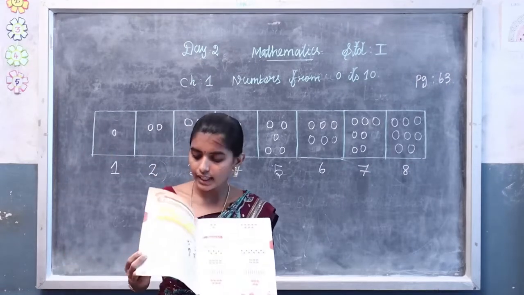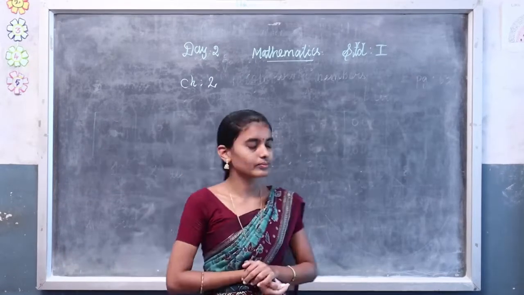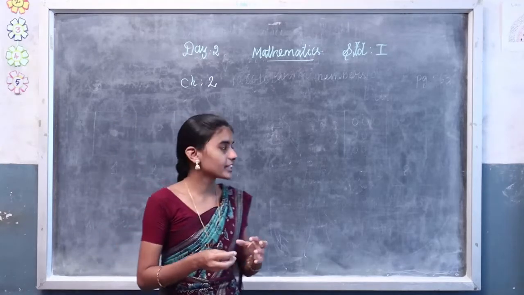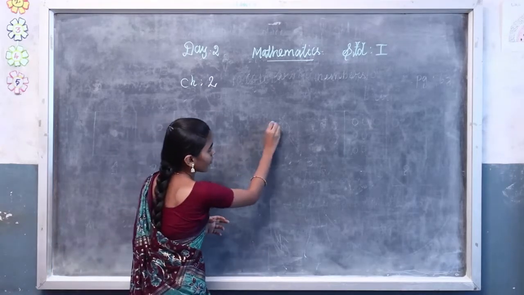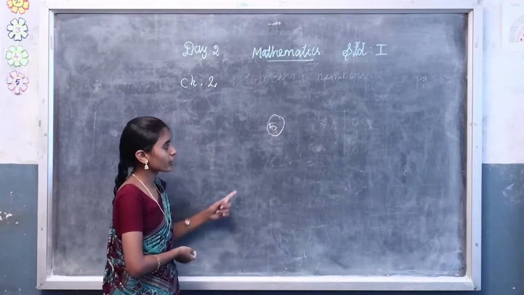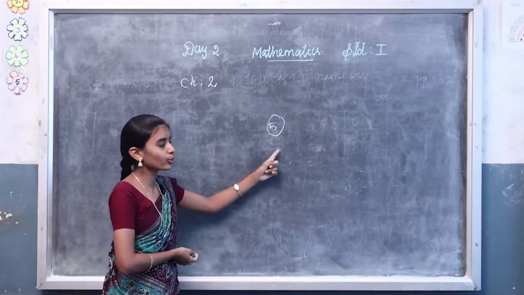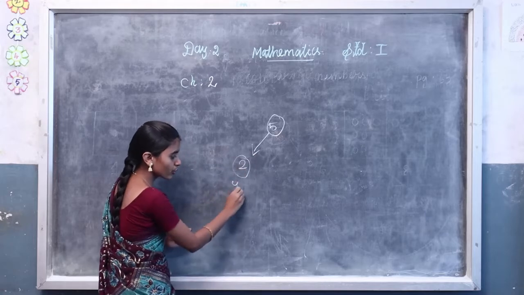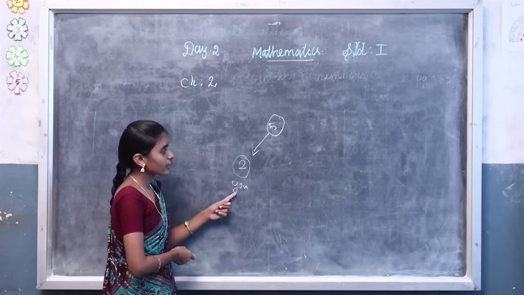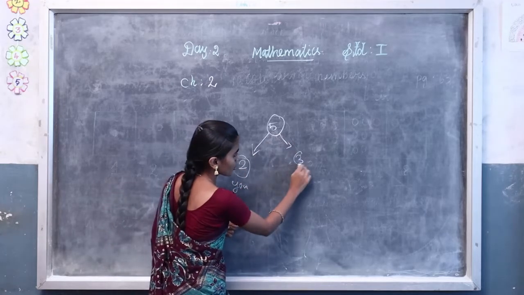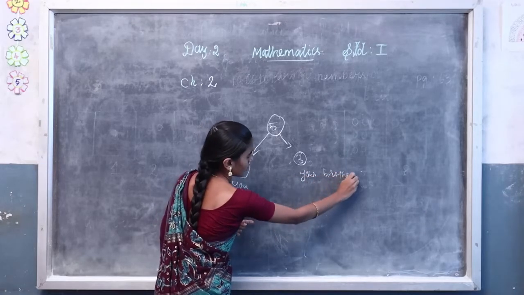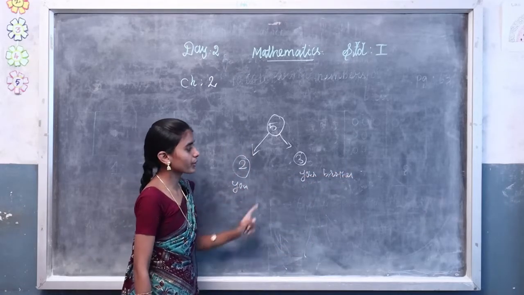We are going to see the next one, chapter 2. All of you imagine that your mother bought 5 toys for you and your brother. She has given 2 toys to you and 3 toys to your brother.